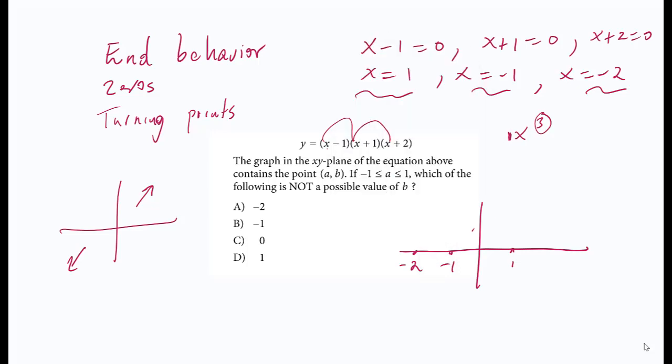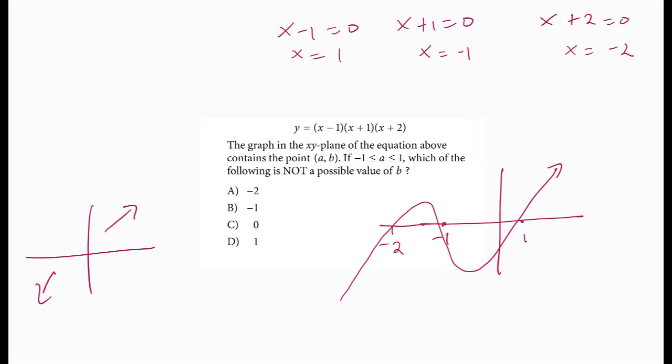So if that is the case, we have enough information now to sketch this graph. I can sketch it looking something like this. In this case, I notice I have 2 turning points, and I'm going through the 3 zeros. All right, now let's analyze the problem a little bit more. Here they said that A is between -1 and 1, so A is going to be somewhere between these two values. So now, given the graph, let's analyze the answers that we have. So the first one is -2.